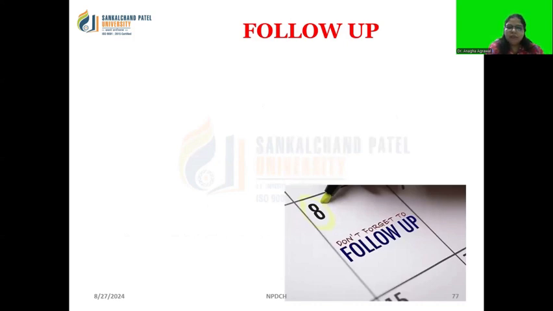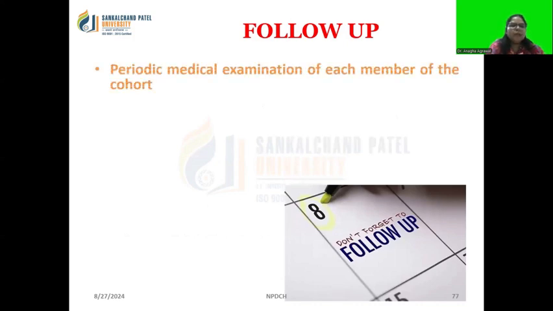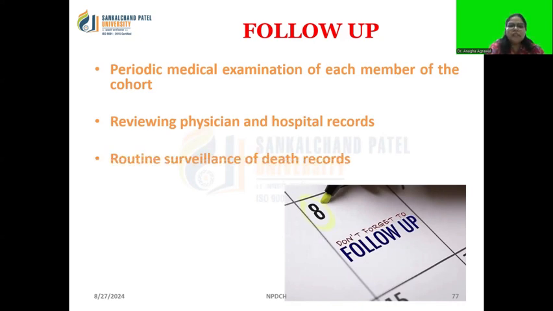Then the fourth step will be follow-up. Periodic medical examination of each member of the cohort, for example, in a pre-malignant lesion, for development of that particular lesion. Reviewing physician and hospital records. Routine surveillance of death records. If the disease is fatal or deadly, then death will be the ultimate outcome of that particular experiment. So you have to find out how many people died because of that particular disease.